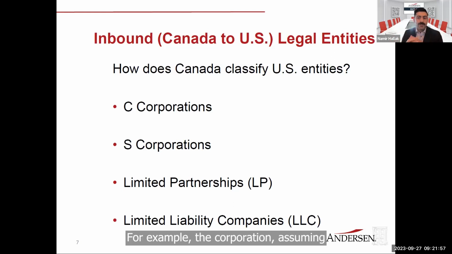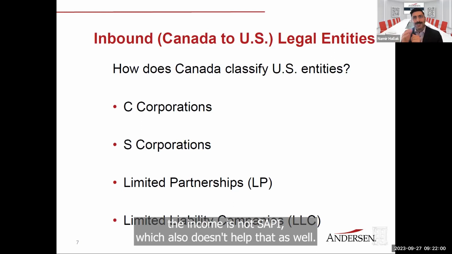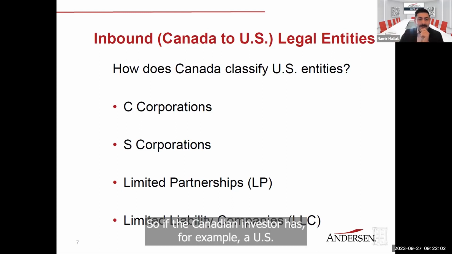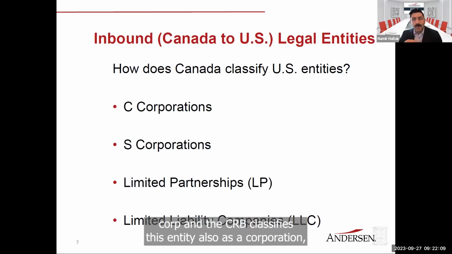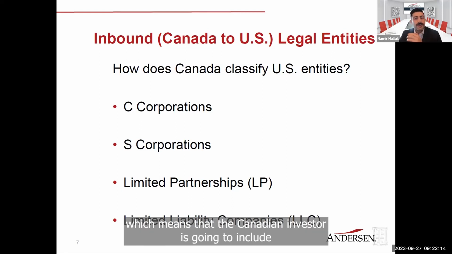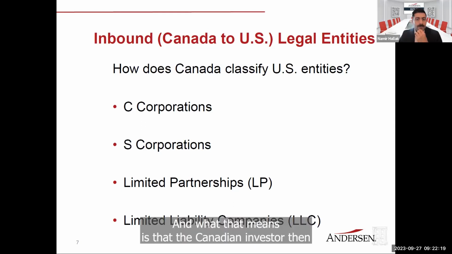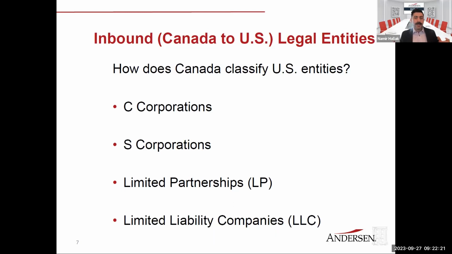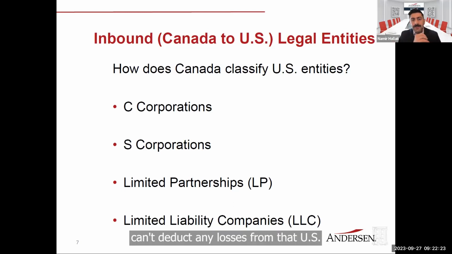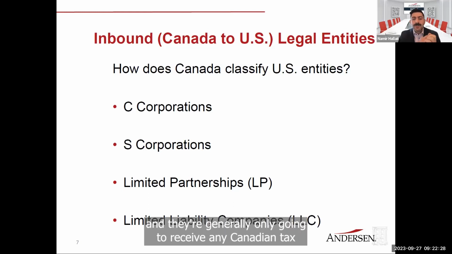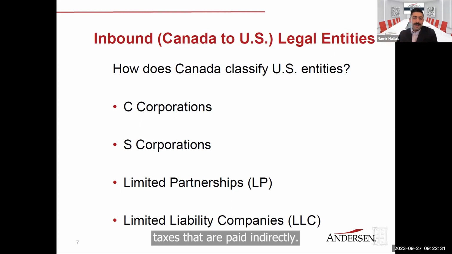For example, the corporation, assuming the income is not FAPI, which we'll also touch on in a little bit as well. So if the Canadian investor has, for example, a US C Corp, and the CRA classifies this entity also as a corporation, that generally fits into that second category, which means that the Canadian investor is going to include their income as the profits are distributed. And what that means is that the Canadian investor then can't deduct any losses from that US entity as they are incurred. And they're generally only going to receive any Canadian tax relief for any US taxes that are paid indirectly.